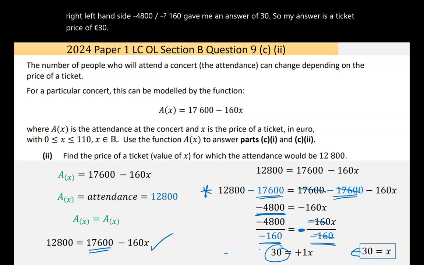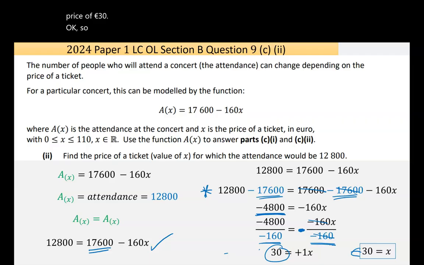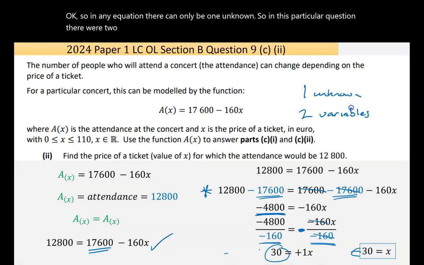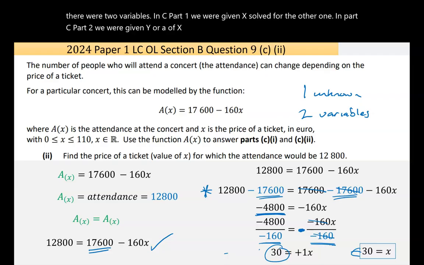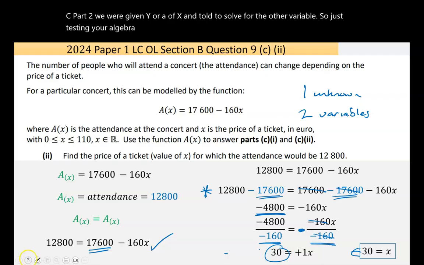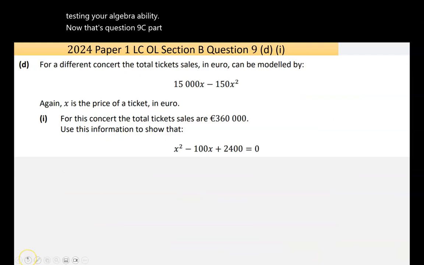Okay. So in any equation, there can only be one unknown. So in this particular question, there were two variables. In C part 1, we were given x, solve for the other one. In C part 2, we were given y, or A of x, and told to solve for the other variable. So just testing your algebra ability. Now that's question 9, C part 2.